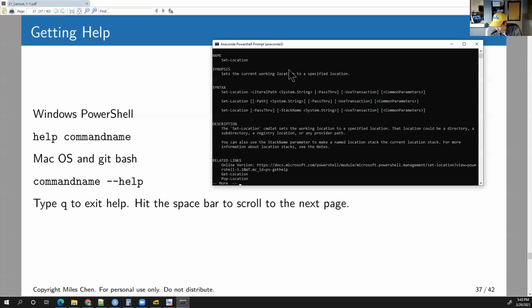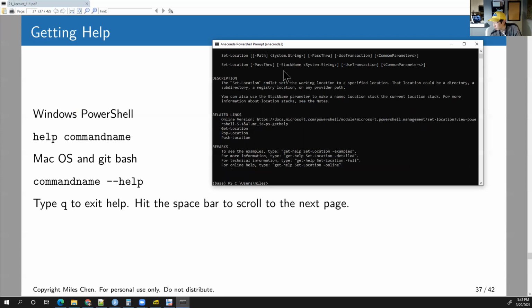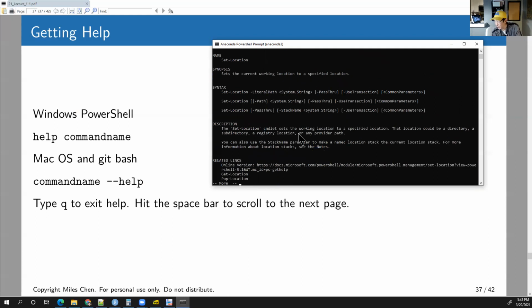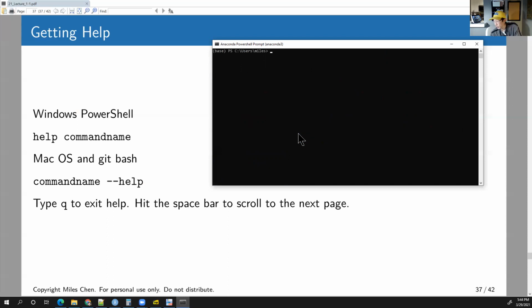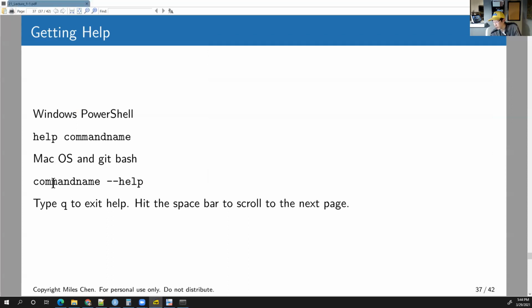And it says more at the bottom. I can hit space and it will show more things. If you need to quit help, if your help file is really long, you can just hit Q on the keyboard. So I'm going to type the letter Q and that will quit. Okay. And you can clear out the screen. Okay. Or if you're on Mac, you can type in your command name --help.